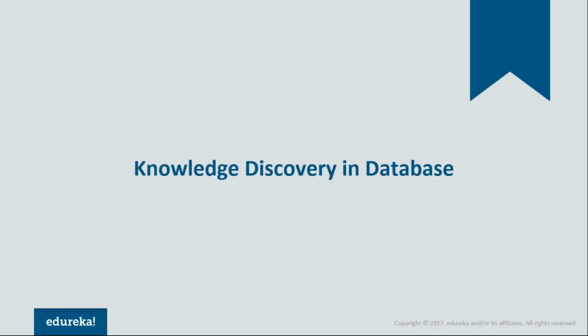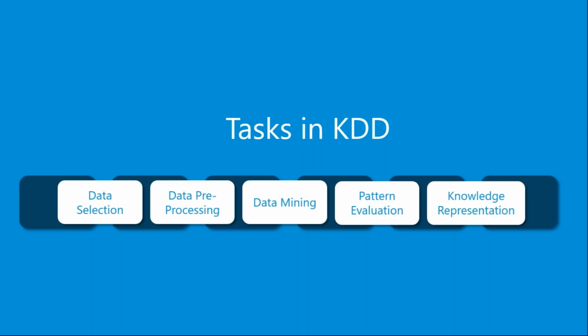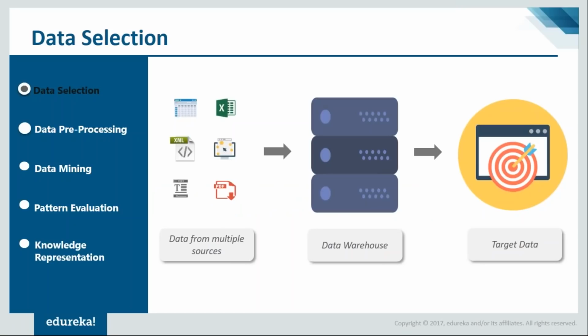Now let's look at the sequential steps in discovering knowledge from the data. KDD has these steps: selection of data, pre-processing of data, mining of data, evaluation of patterns, and representation of knowledge. Let's start with the first step, which is selection of data.